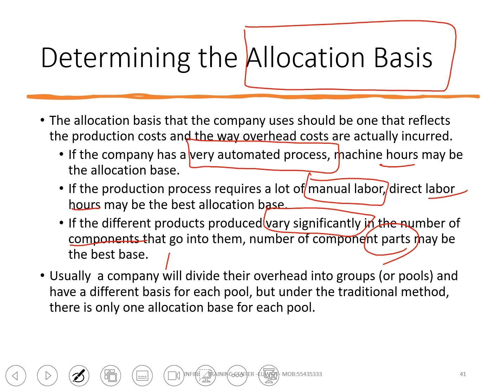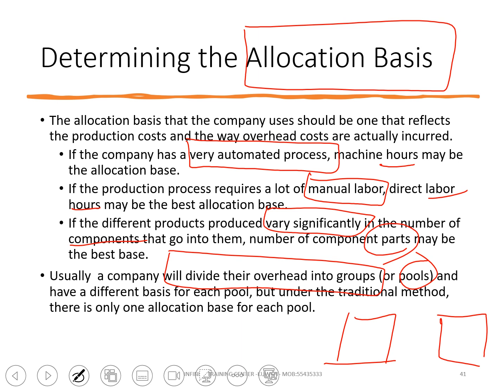Usually a company will divide their overhead into groups, or we call them pools. So we have different costs related to human resources, and different costs related to machine hours. All the costs related to human hours will go here. All the costs related to machine hours will go here.